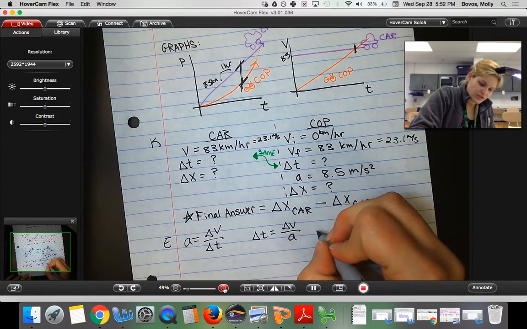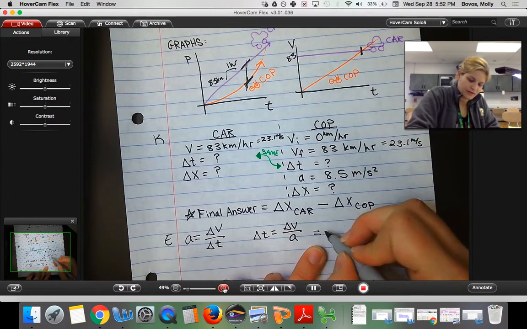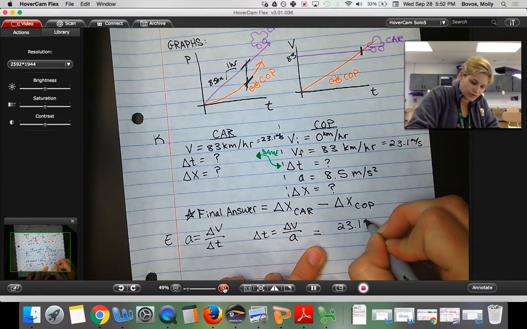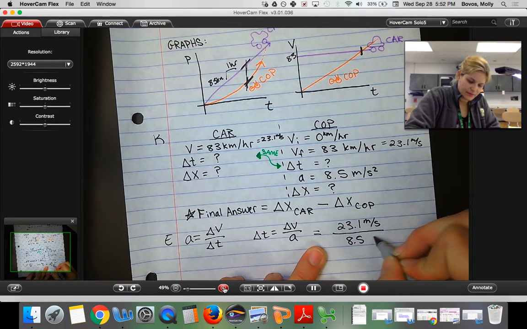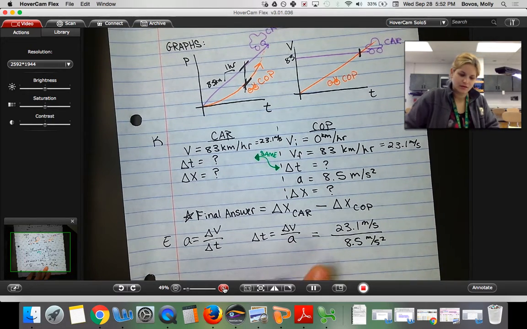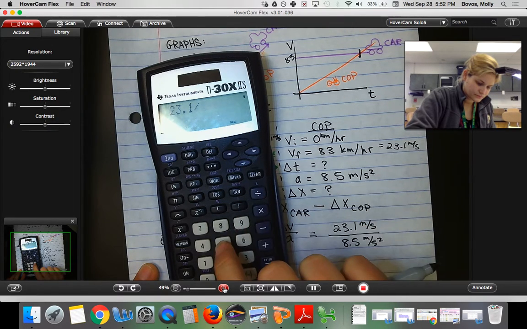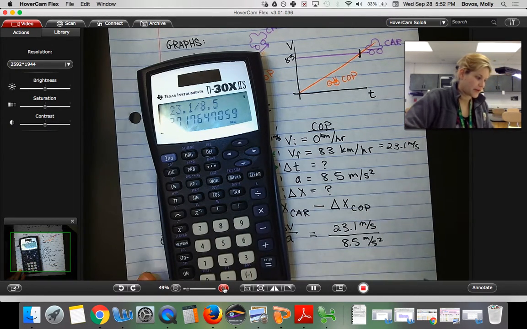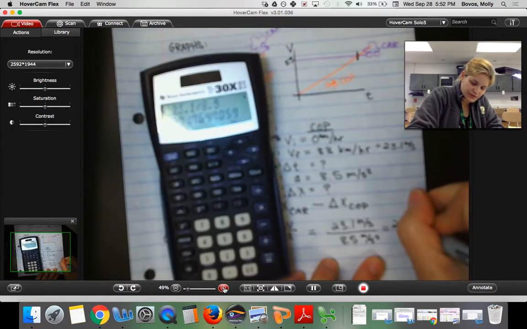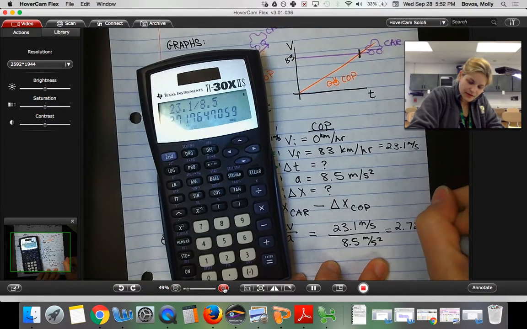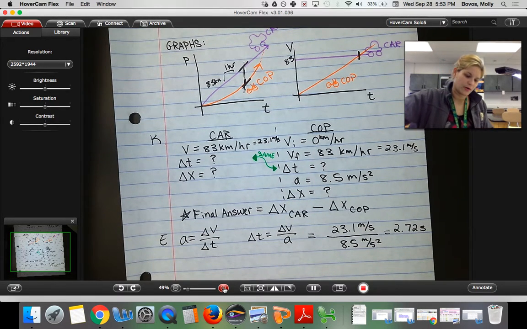So for my change in velocity, well, 23.1 minus 0 is going to be 23.1 meters per second. My acceleration is 8.5 meters per second squared. Go ahead and plug that in. And we get 2.7. So about 2.71, 2.72 seconds. So that's going to be the time. And that time will be used in both of these pieces.